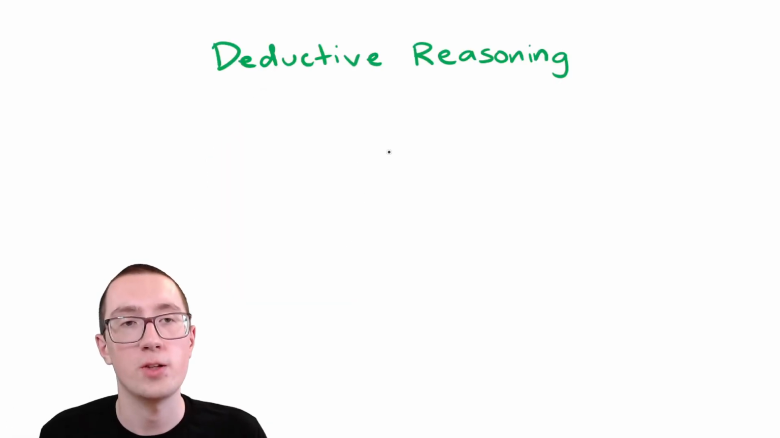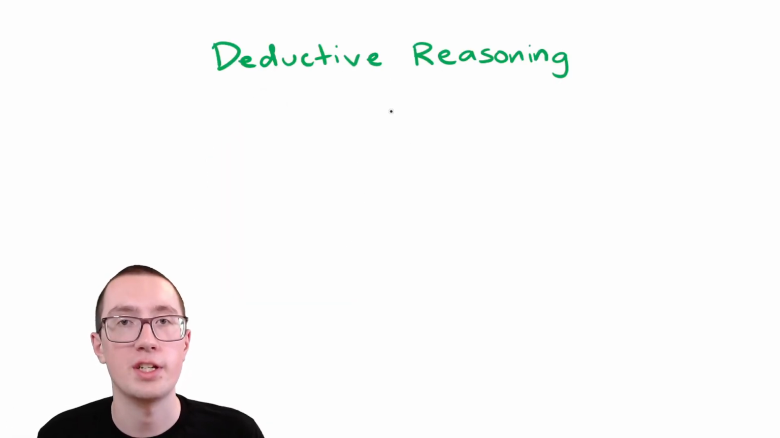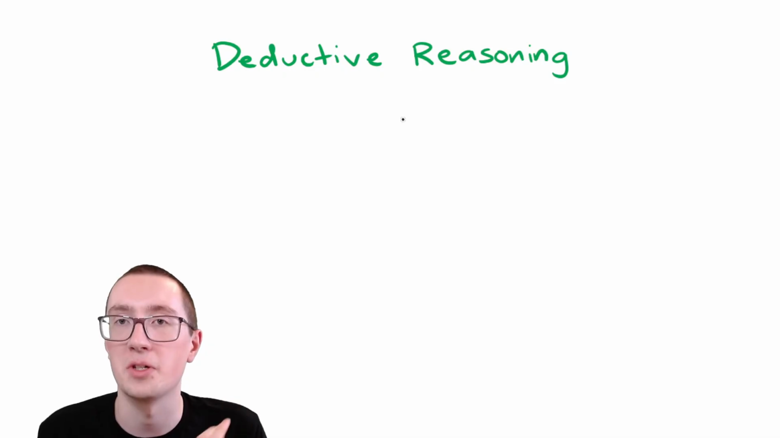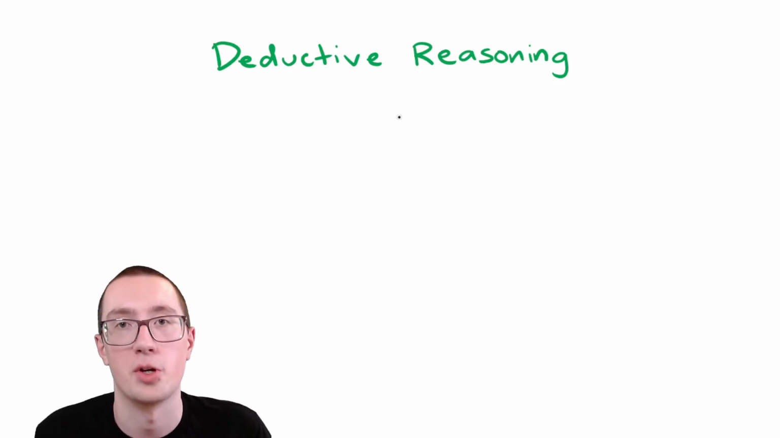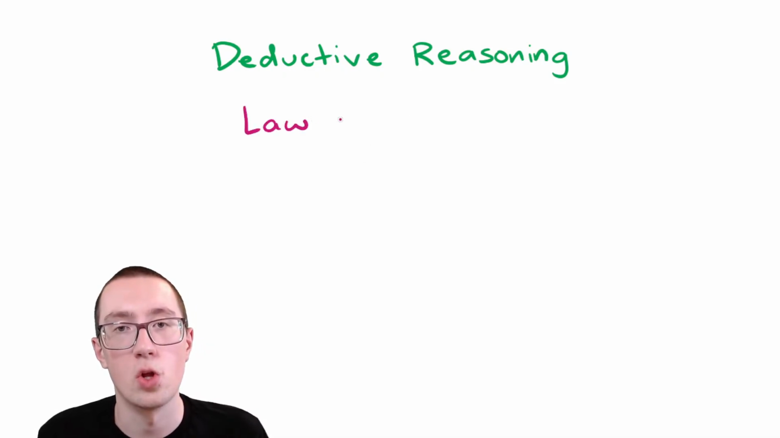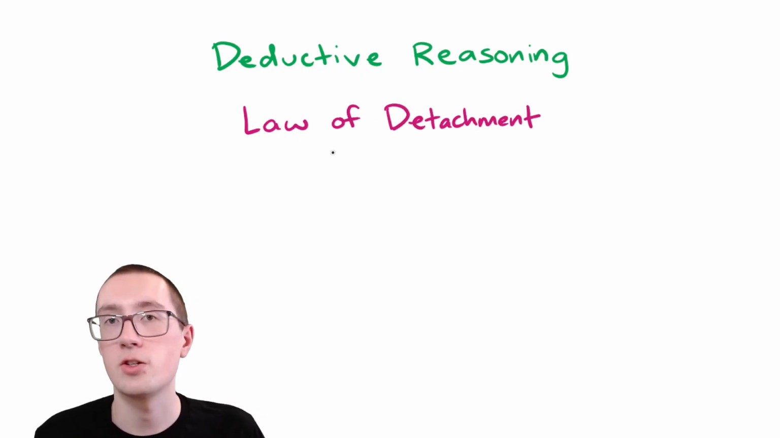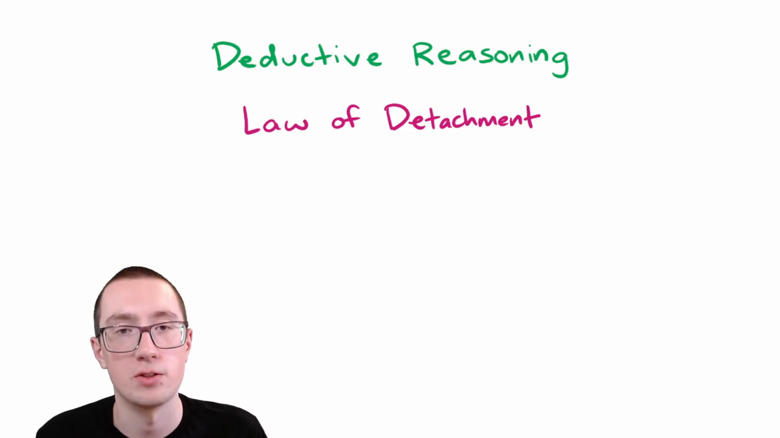So there are two main laws that we use for deductive reasoning, and these names are going to sound really complicated, but if you think about them, they're actually kind of obvious, and you probably use them in your everyday life without knowing it. So the first one is the law of detachment. Basically, the law of detachment says that, let's say you have an if-then statement. So if this, then that.